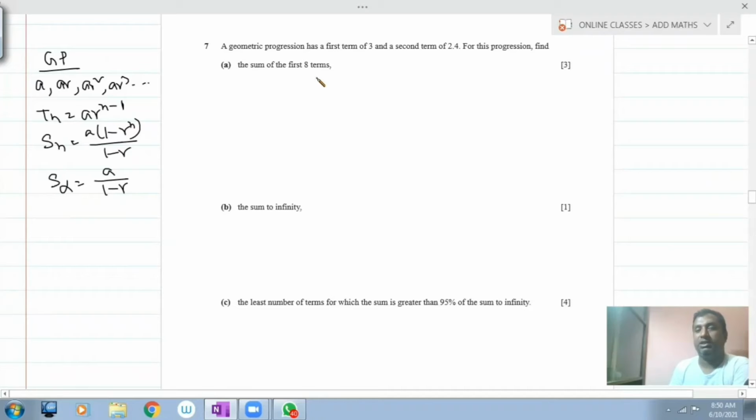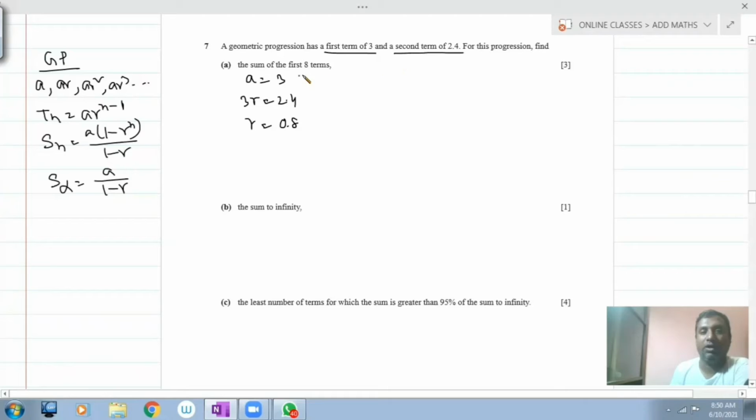So the sum of the first 8 terms we are finding out. First of all, the first term is 3, the second term is 2.4. So the first term A is 3, the second term is 3R equals 2.4. So R is 0.8.